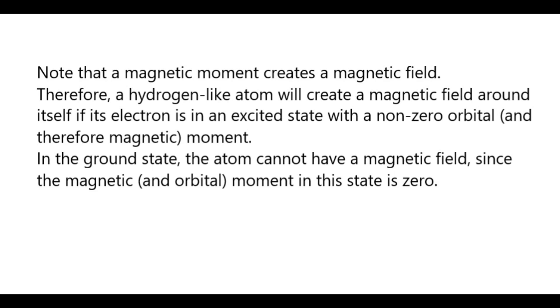Note that a magnetic moment creates a magnetic field. Therefore, a hydrogen-like atom will create a magnetic field around itself if its electron is in an excited state with a non-zero orbital and therefore magnetic moment. In the ground state, the atom cannot have a magnetic field since the magnetic and orbital moment in the state is 0.